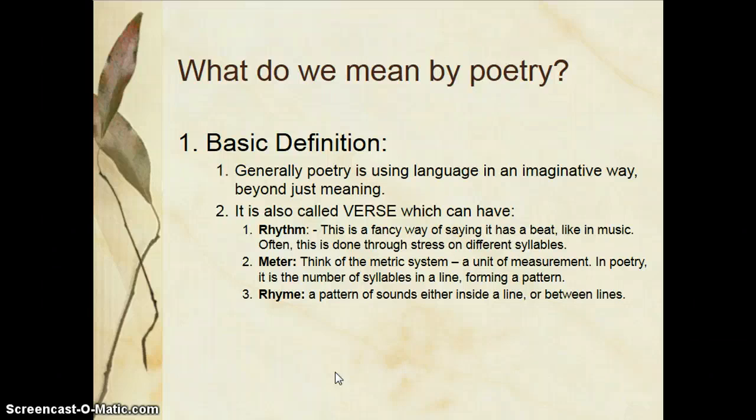Meter is the second feature of it, and like in the metric system, it's a unit of measurement. Okay, in poetry, it's the number of syllables in a line, and it forms a pattern. And then lastly, the thing that we usually associate with poetry, rhyme, a pattern of sounds that's either inside a line or between the lines. Now, parts of this play you're going to see have all three of these. Parts of it have one or two, and some of the play has none of it at all.